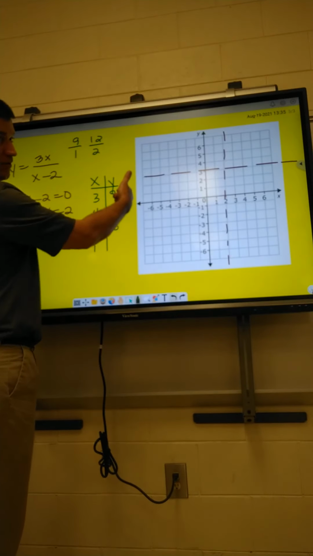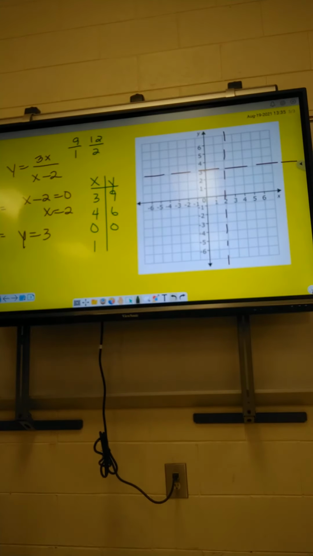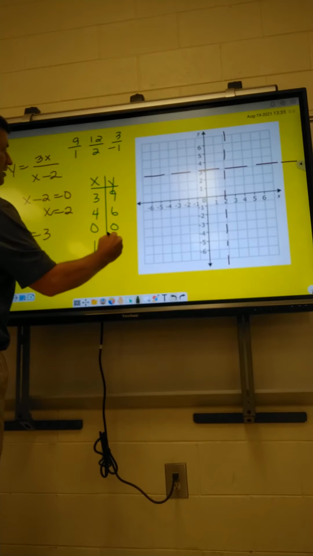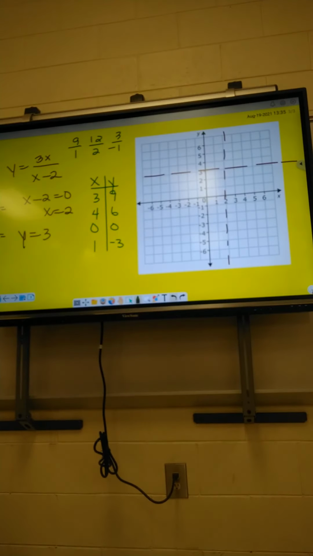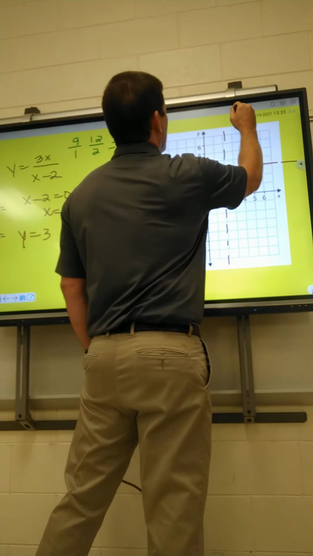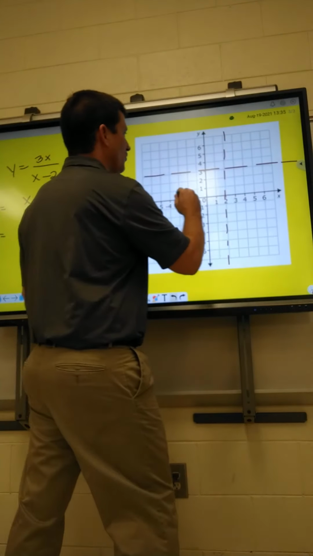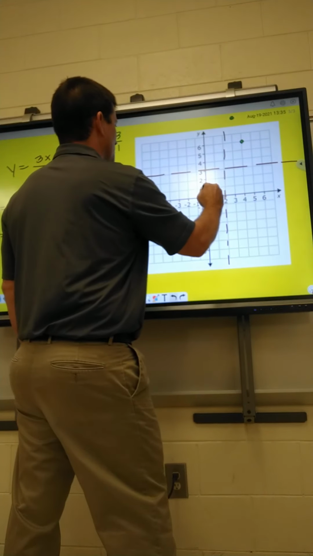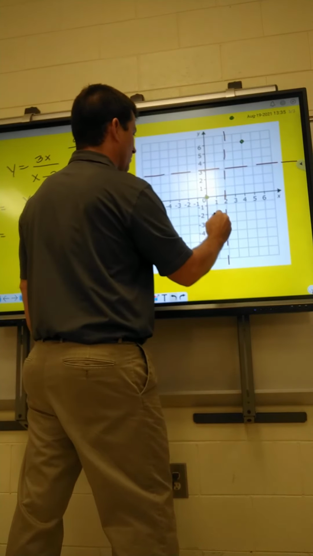All right, there is no pattern on here. 1, unless 1's 3. 1, 3 times 1 is 3. 1 minus 2 is negative 1. That's negative 3. All right, let's check that to see if that works. Over 3 up 9. 6, 7, 8, 9. Way up there. Over 4 up 6. 0, 0, over 1, down 3.